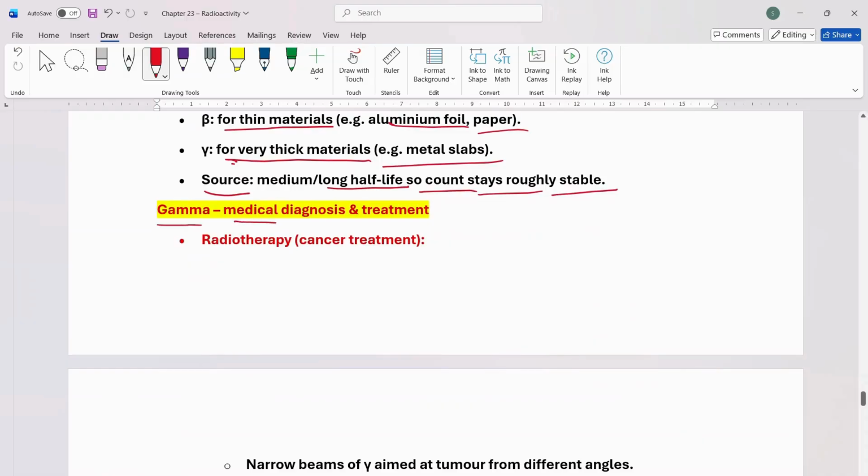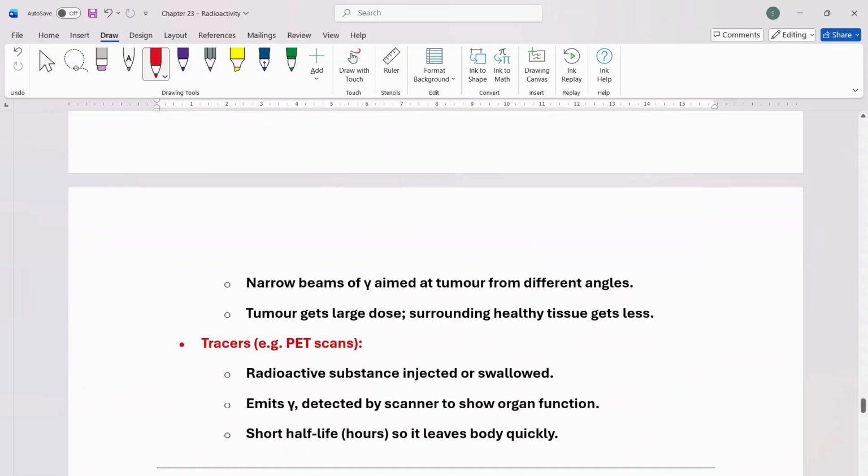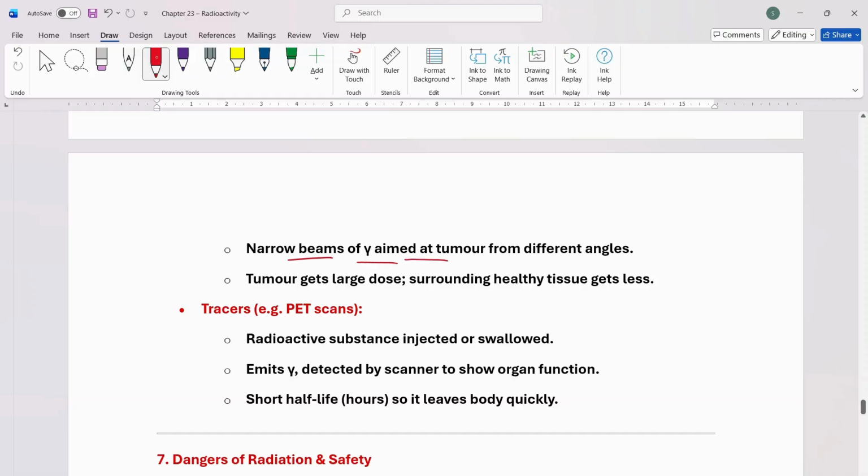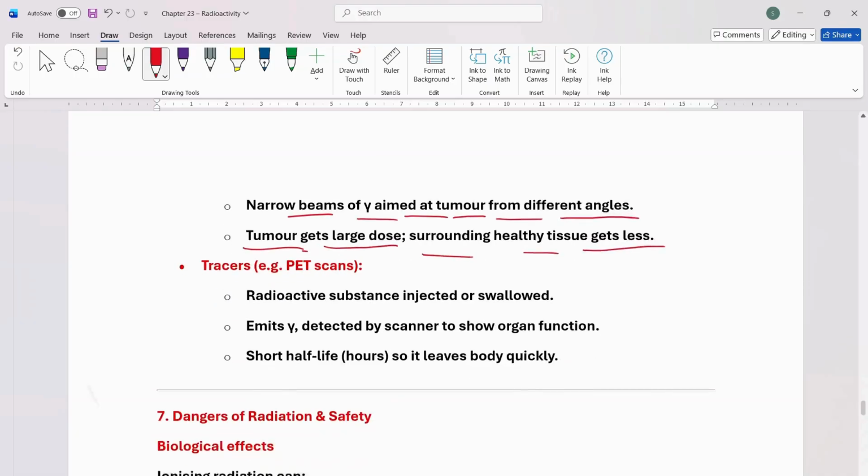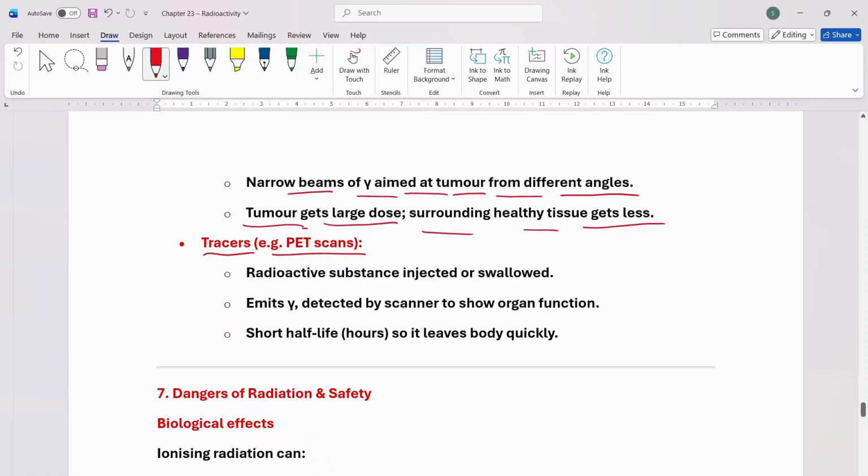Now let's discuss gamma in medical diagnosis and treatment. Number one, radiotherapy for cancer treatment. Narrow beams of gamma are aimed at the tumor from different angles. The tumor gets a large dose, surrounding healthy tissue gets less. Tracer, for example PET scans: a radioactive substance is injected or swallowed and emits gamma rays detected by a scanner to show organ function. Short half-life, hours, so it leaves the body quickly.